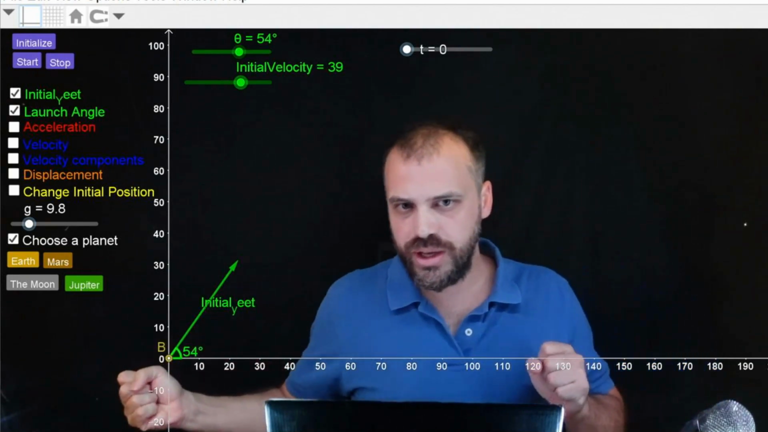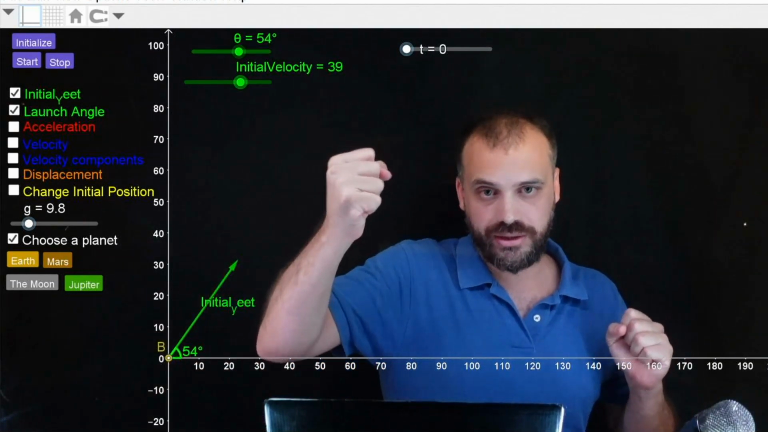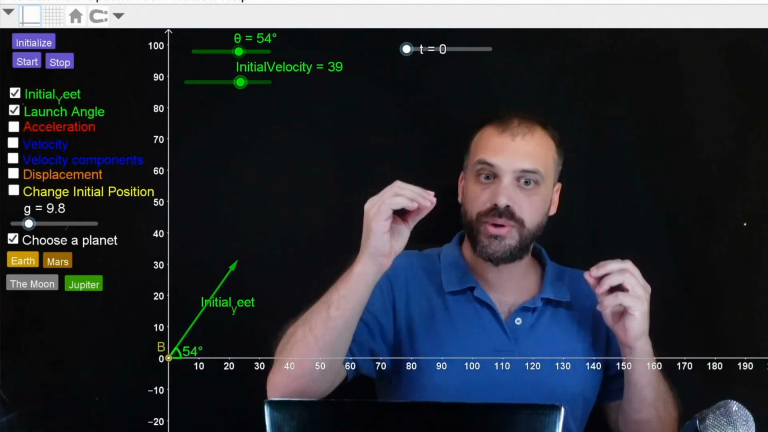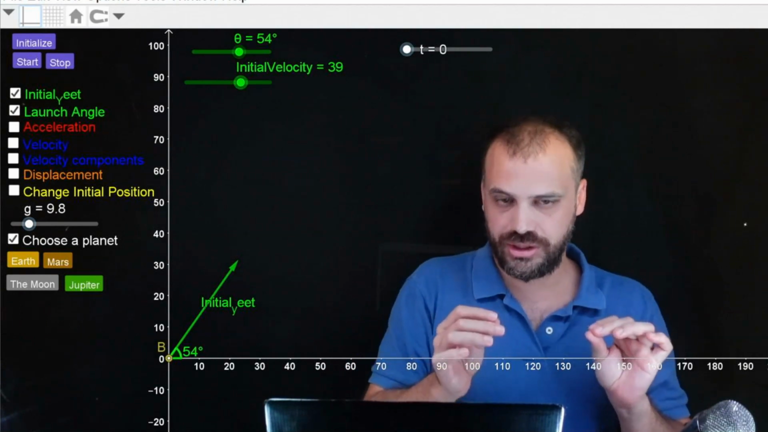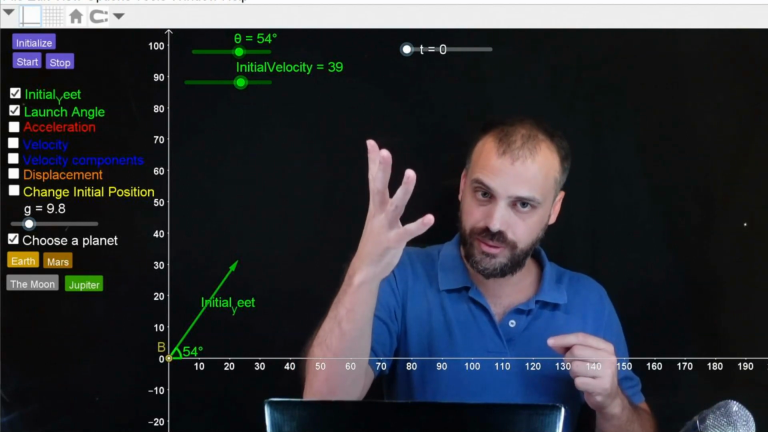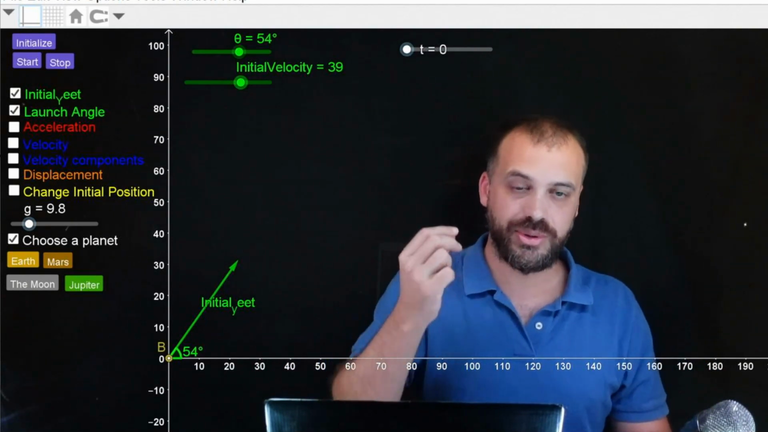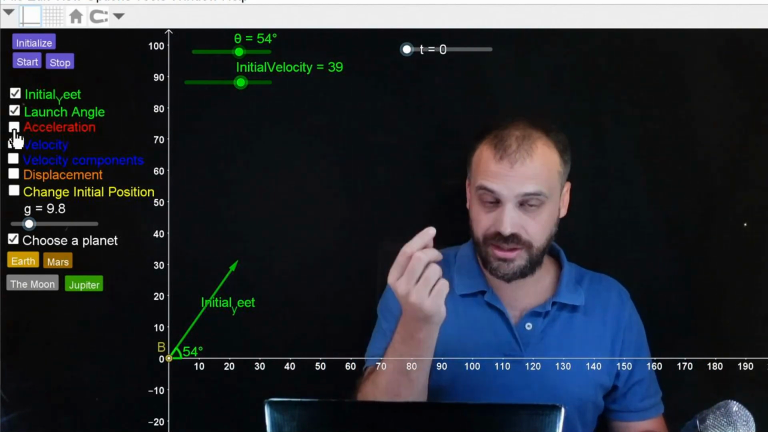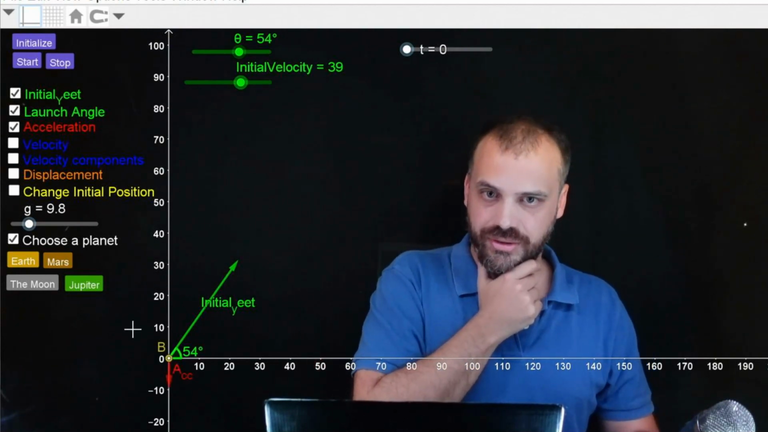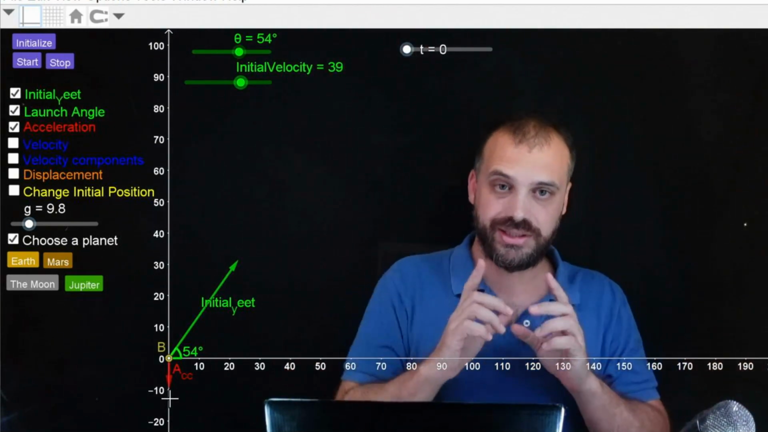Important to note, when you yeet this thing, as you start from here and you move your hand like this, you are accelerating the object. But the moment you let go of it, you are no longer accelerating the object. There is no force being exerted by you on the object once you let go. In fact, the only force being exerted on the object once you let go is the acceleration due to gravity. So, acceleration looks like that, 9.8 meters per second directly down.